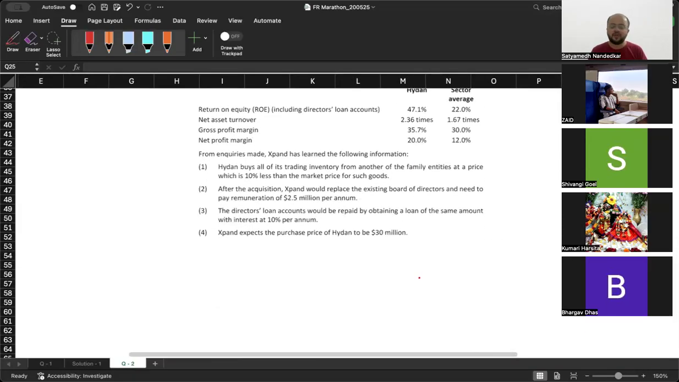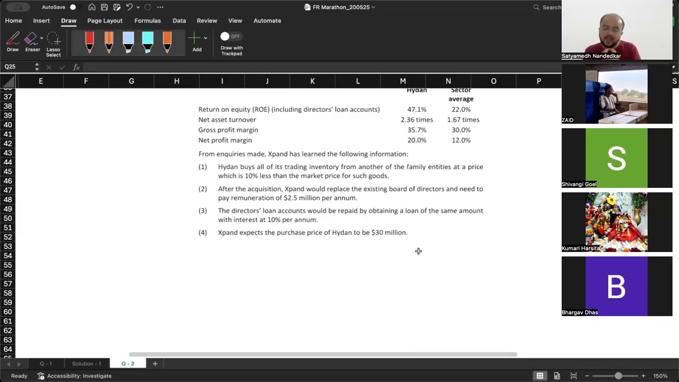From inquiries made, Expand has learned the following information. Hayden buys all of its trading inventory from another of the family's entities at a price which is 10% less than the market price for such goods. After the acquisition, Expand would replace the existing board of directors and need to pay remuneration of 2.5 million per annum.